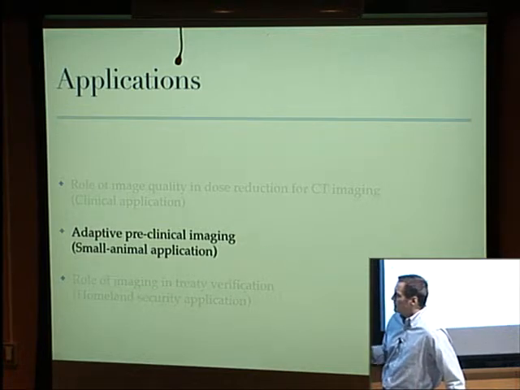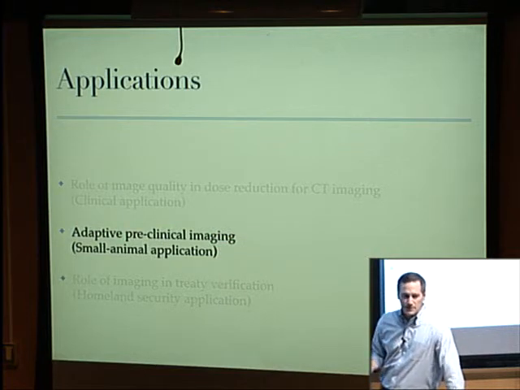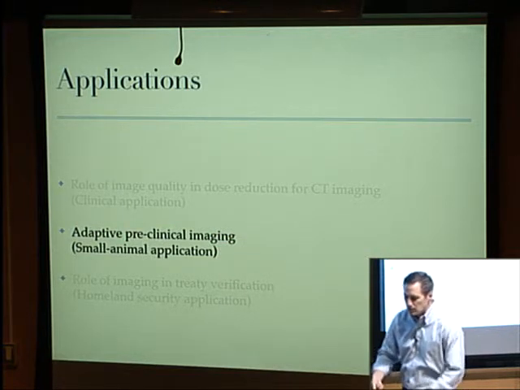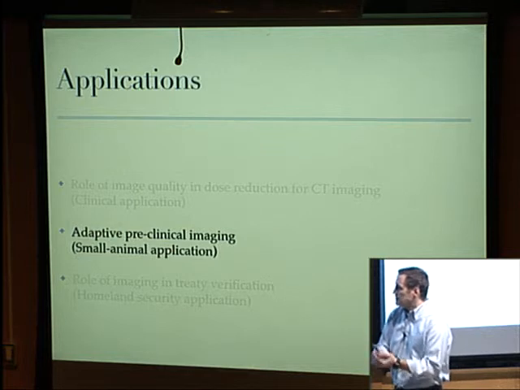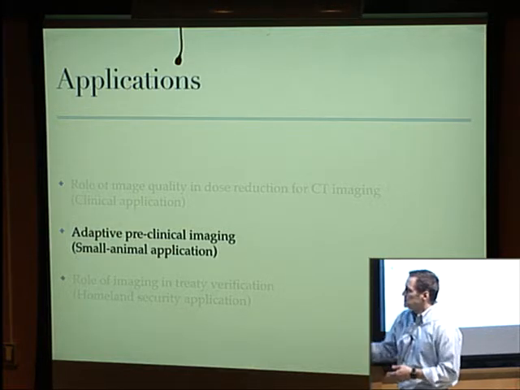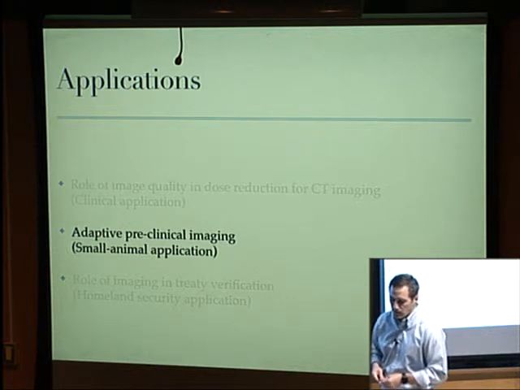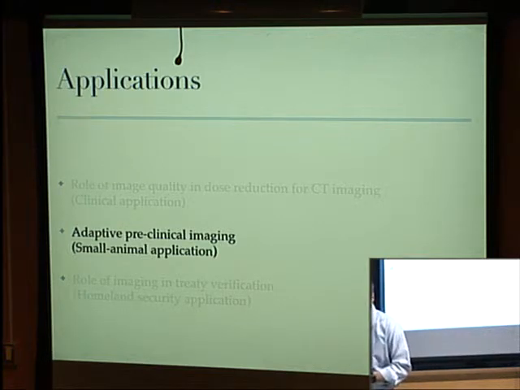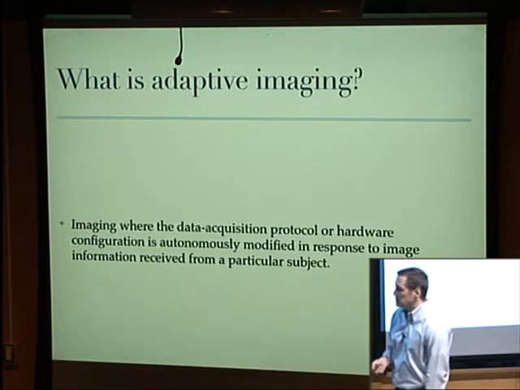In this application, the primary consideration is really the random objects. And so we're sort of shifting focus from something that ignored one aspect of it on purpose to something that's trying to account for the patient variability in a very direct manner. So what is adaptive imaging?